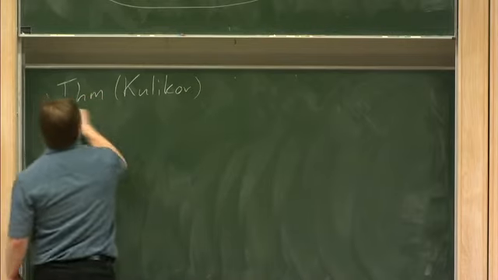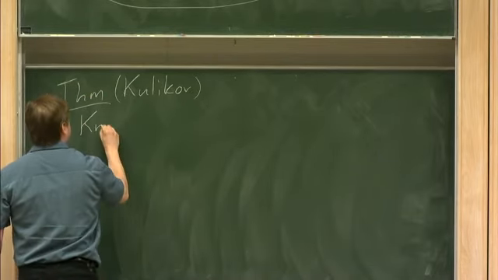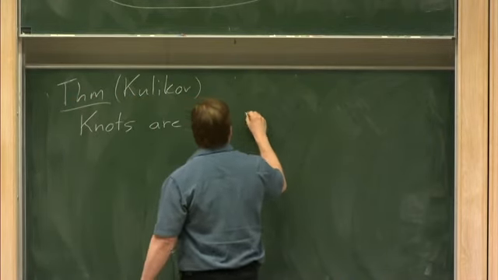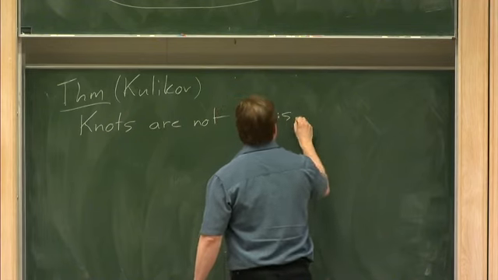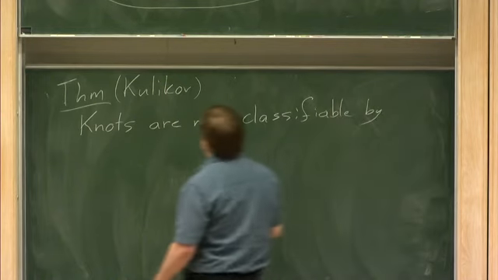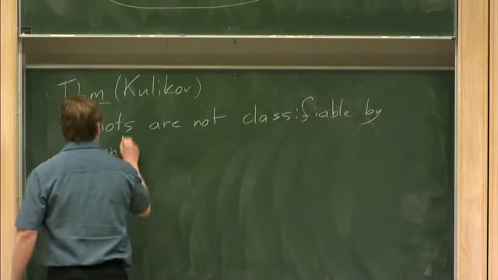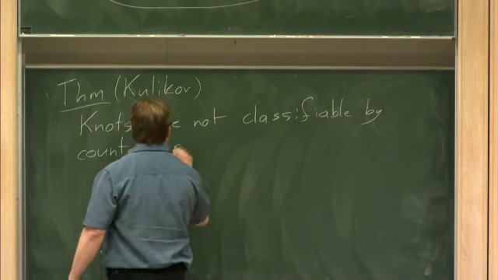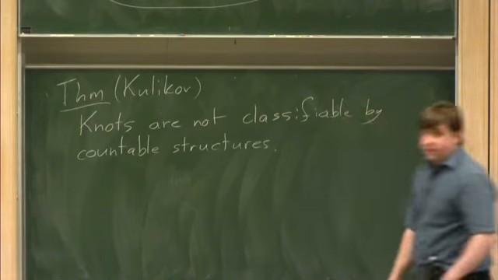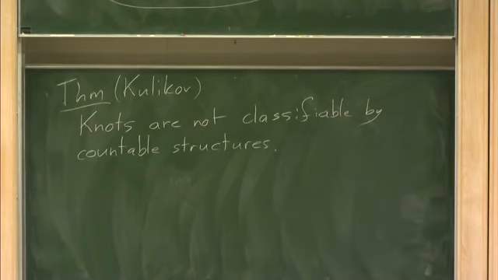So knots are not classifiable by countable structures. Vadim already showed that if you allow these wild knots around, then yes, this is an incredibly horrible thing to deal with.